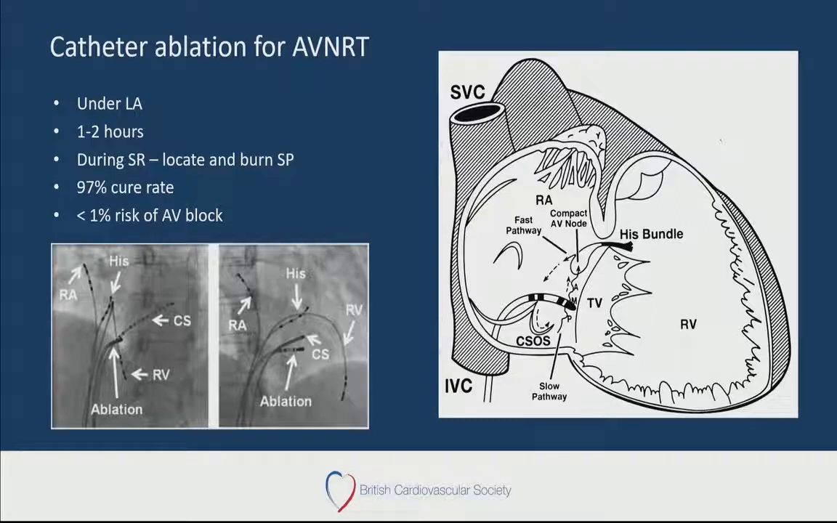and you can get a 97+% cure rate with a single procedure with a very low risk of AV block, although it can still happen, but is a much more acceptable risk.